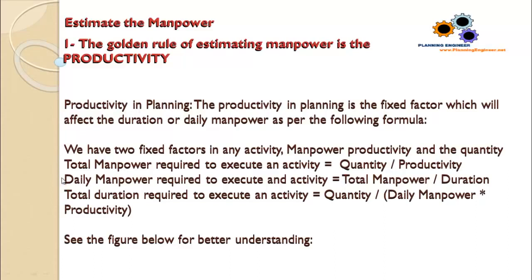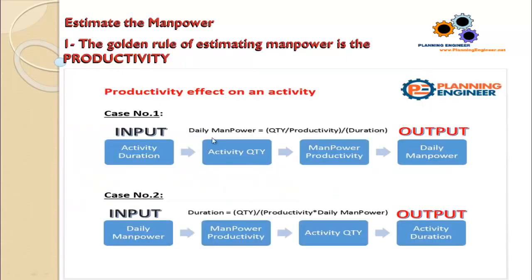Another example to calculate daily manpower required to execute an activity. The daily manpower equals the total manpower divided by the duration. So let's see a very simple figure which will explain to us how to calculate the daily manpower and the activity duration. We have here two cases. Case number one, we have the activity duration already and we need to calculate the daily manpower.